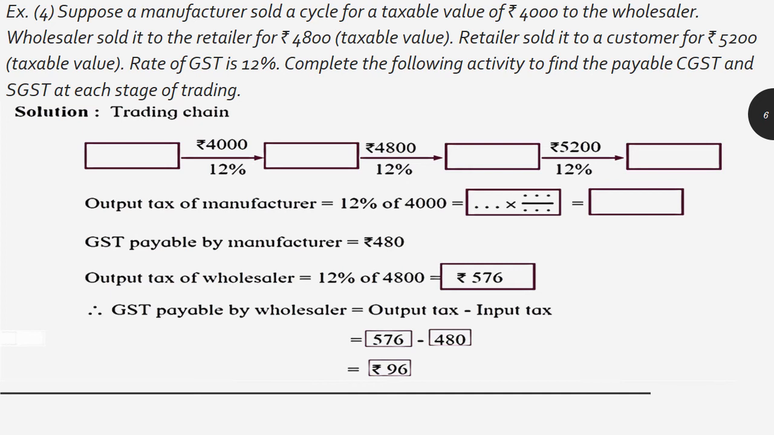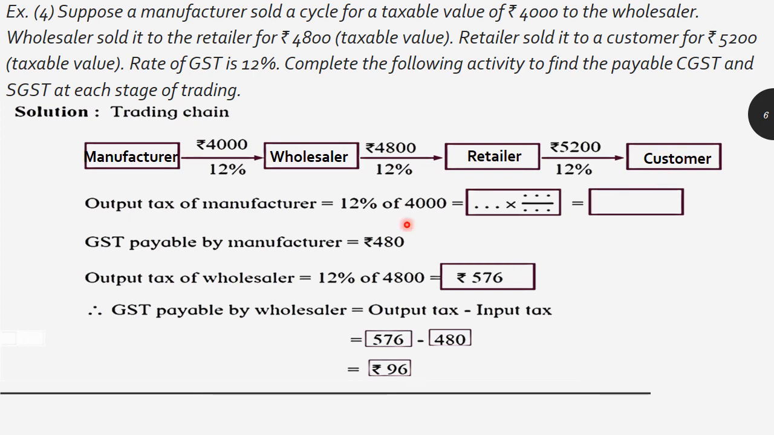Okay, let's see the next example. Suppose a manufacturer sold a cycle for a taxable value of rupees 4,000 to the wholesaler. Wholesaler sold it to the retailer for 4,800. Retailer sold it to the customer for 5,200. The rate of GST is 12%. So we need to complete the following activity to find the payable central GST and payable state GST at each stage of trading. So in the first fill up we have manufacturer, next comes the wholesaler, and the third will be retailer, and finally it reaches the customer.